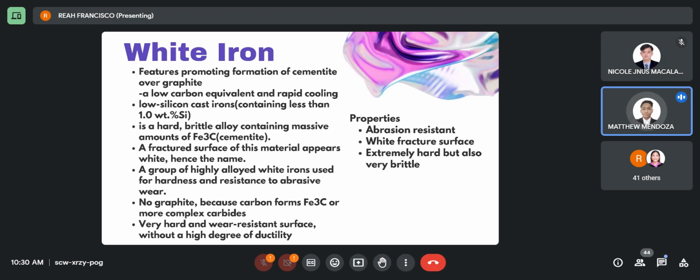And the group of highly alloyed white irons is used for hardness and resistance to abrasive wear. So no graphite because carbon forms cementite or more complex carbides. Very hard and very resistant surface without a high degree of ductility. So its properties: abrasion resistant, white fractured surface, extremely hard but also very brittle. The cementite is formed because of the rapid cooling rate. So most of the carbon in the cast iron consists of pearlite and cementite.